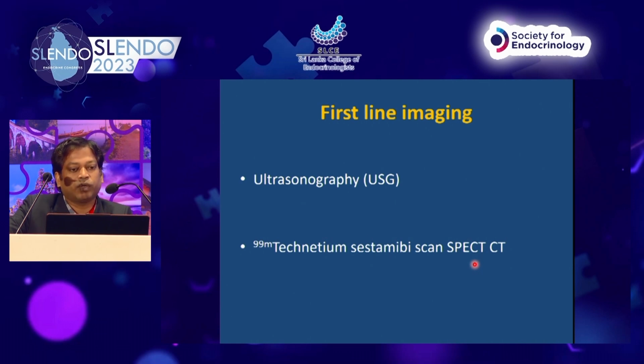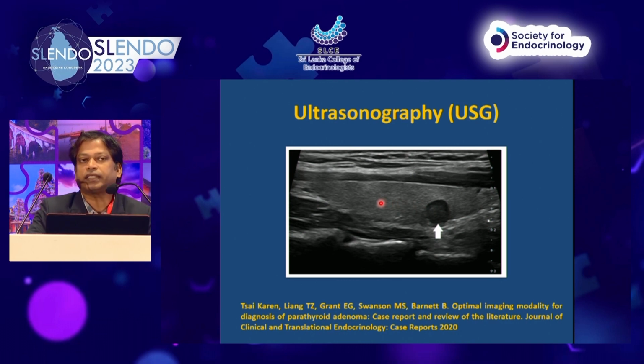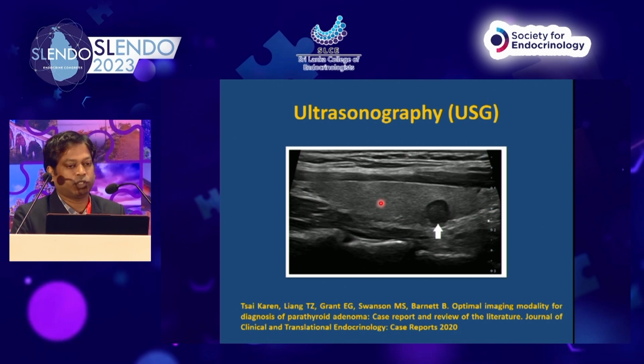If these two investigations are negative or if there is any discordance, then we can go to the second line investigations. The arrow mark denotes one parathyroid tumor inside the thyroid gland, towards the posterior side. The parathyroid gland appears hypoechoic in ultrasound compared to the thyroid gland, because the thyroid gland is rich in iodine. So the echogenicity is more compared to the parathyroid tumor.